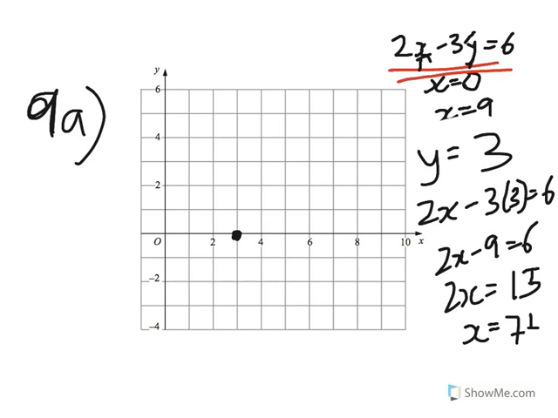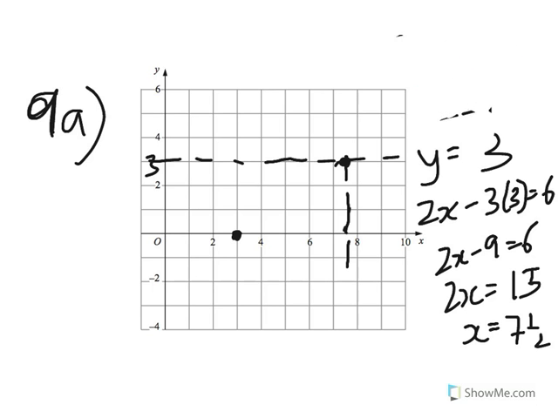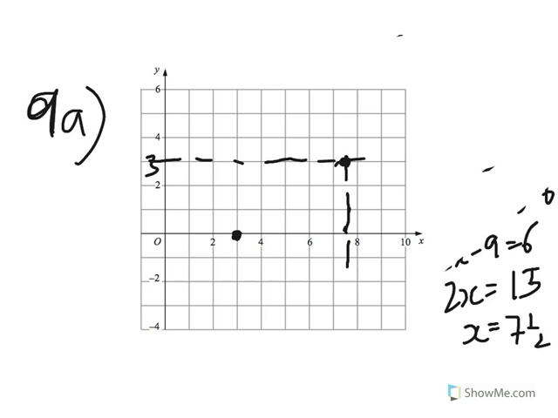So when y is equal to 3, x is equal to 7.5, which is somewhere in between here, and that's the point. Then all I've got to do is do this for more points and draw the graph straight through. I'm not going to do more points for this. I'm just going to draw the graph, and this is how the graph looks.